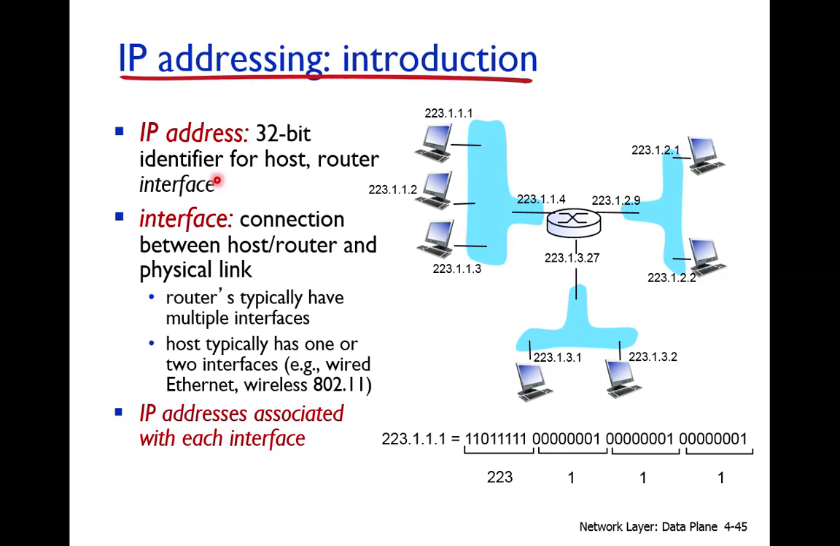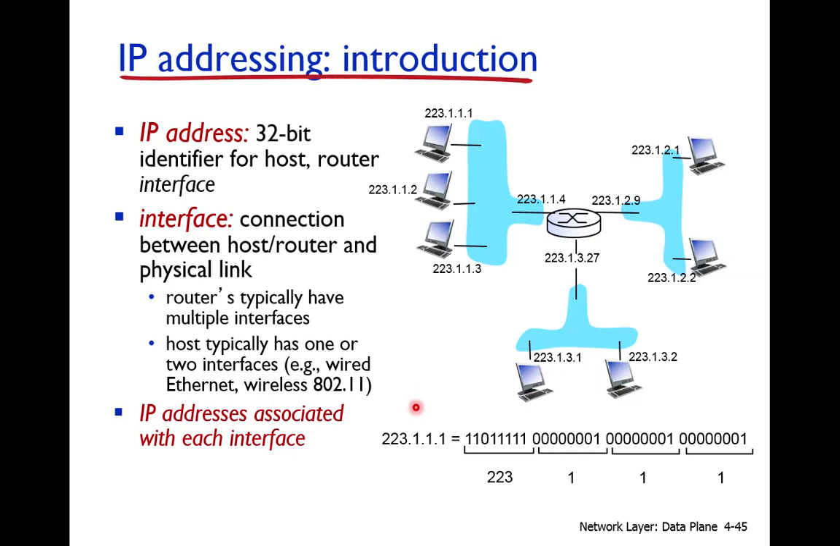Basically, an IP address is not assigned to a system. It is assigned to the interface, to the LAN card. You can see this router has three interfaces, this one, this one, this one. So each interface will have its own IP address. Basically, the IP address is assigned to the LAN card, to the network adapter card, to the network interface. So each interface has an IP address, and this IP address is 32-bit.